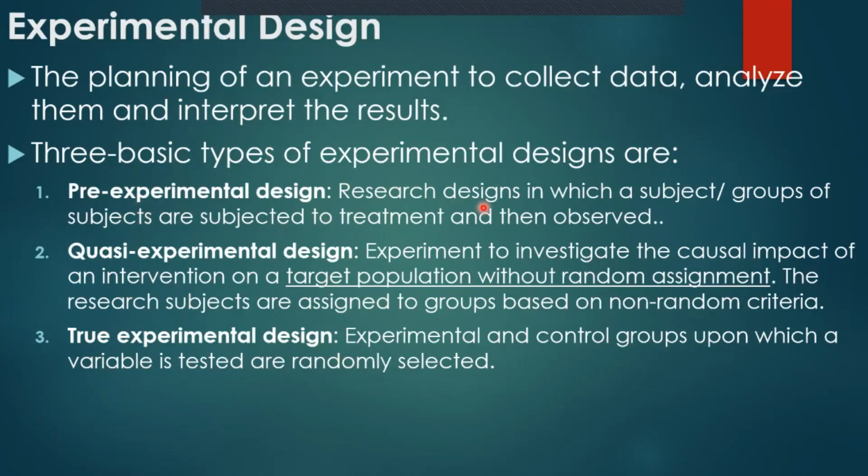So these are the different types of experimental design. A pre-experimental design is a research design in which a subject or group of subjects are subjected to treatment and then observed. So you just have one group of sample. Okay? Then you observe them. So it's a pre-experimental design.